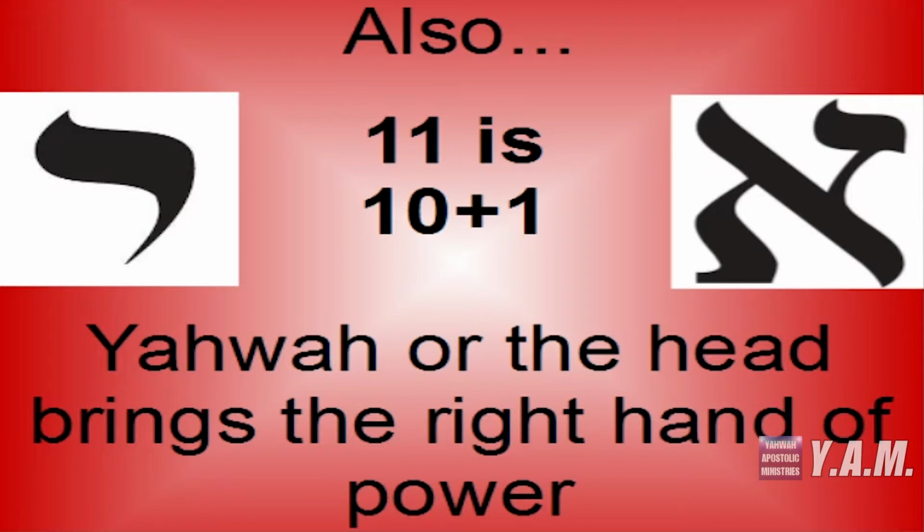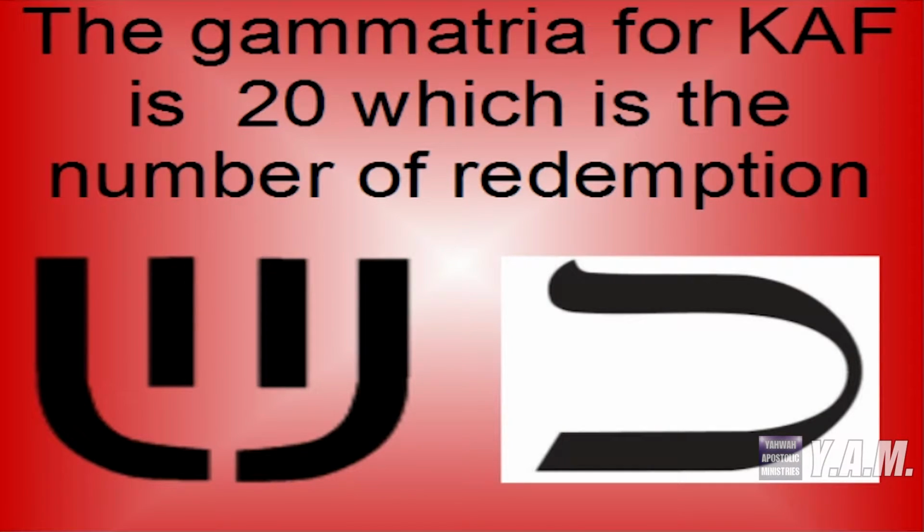What does it mean? Yahweh, or the head, because we learned when we did Aleph that the first letter, Aleph, is the head. Yahweh, the head, brings the right-hand power. So that's what 11 and 10 plus 1 means: Yahweh, the head, brings the right hand of power. The gematria for Kaf is 20, which is the number of redemption.